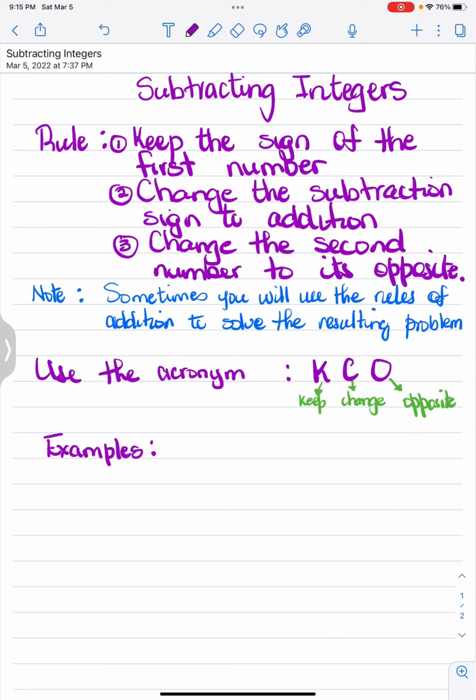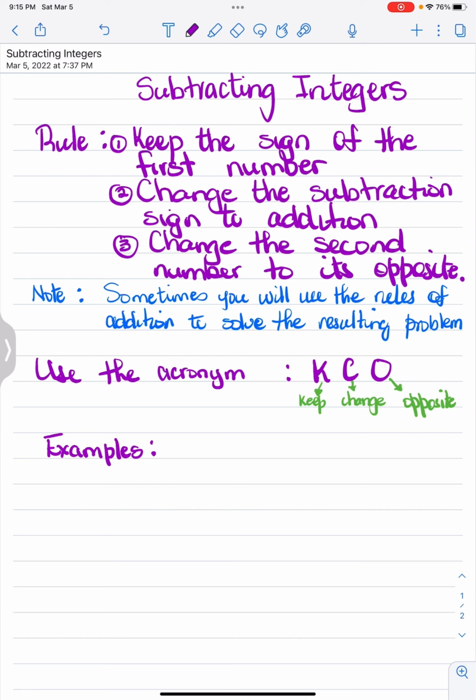The rule is keep the sign of the first number, change the subtraction sign to addition, and change the second number to its opposite. You will need to use the rules of addition to solve the resulting problem in some circumstances. So use the acronym KCO. K means keep. Again, keep the sign of the first number. Change the subtraction sign to addition and write the opposite of your second number. Let's jump into some examples.